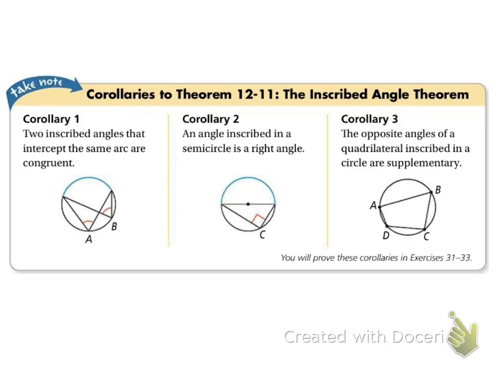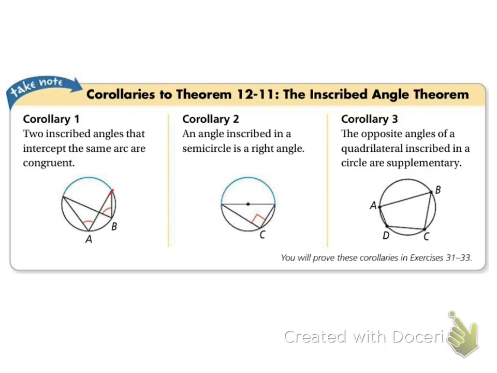This is 12.3b of geometry. So we're going to continue with the inscribed angles, and here are three corollaries. So this first one, and let me use some colors to show you, says that two inscribed angles that intercept the same arc are congruent.